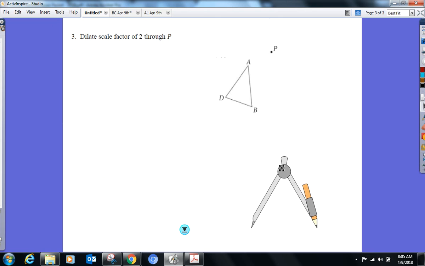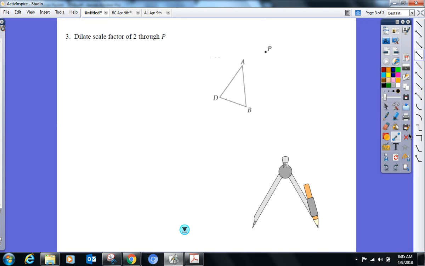All right. Okay, scale factor 2. Are all points getting further or closer to point P if it's a dilation of 2? Further away, all right? Doubling its distance away, on the same side of P. Do not reflect it over P. This is not a reflection. Don't reflect it through P.